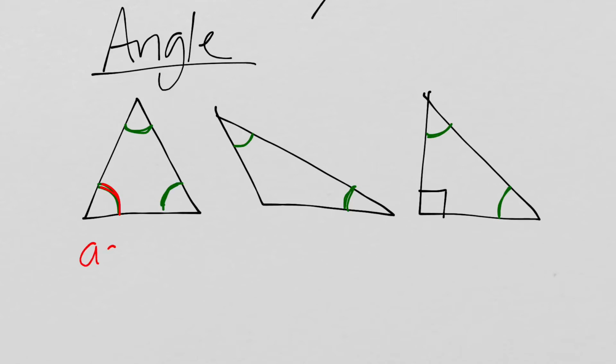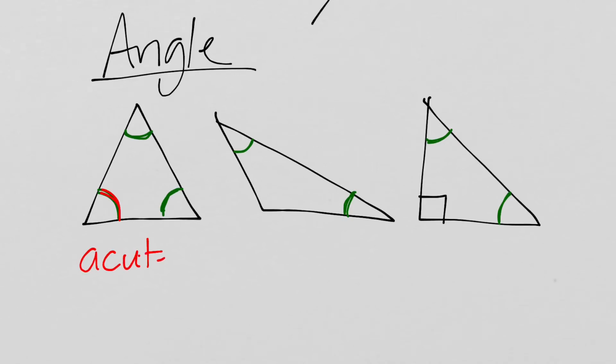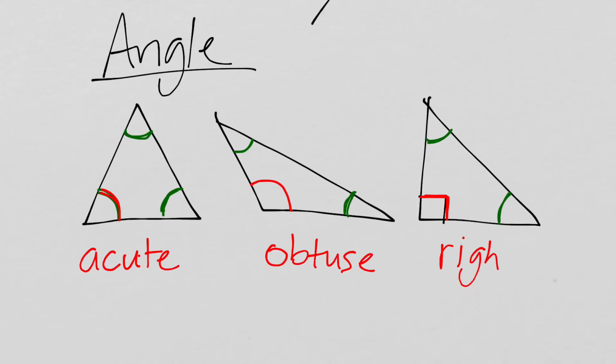In this case, the third angle is an acute angle. So this is called an acute triangle. In this case, the third angle is obtuse. So this is called an obtuse triangle. And in this case, because there's a square here, this third angle is a right angle. So this is called a right triangle. So not too difficult. You've got three angles, two are always acute, and the third one is either acute, obtuse, or right, and that defines the name of that triangle. So that's one way you can classify triangles.